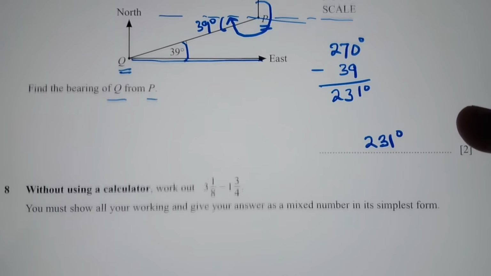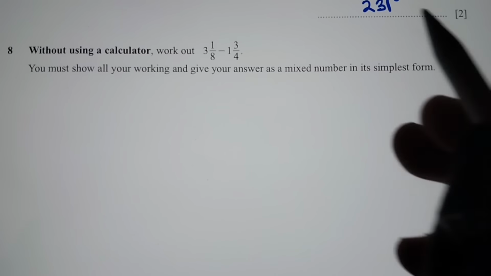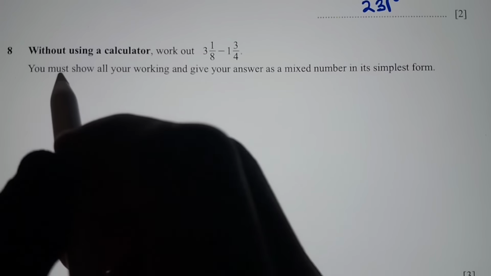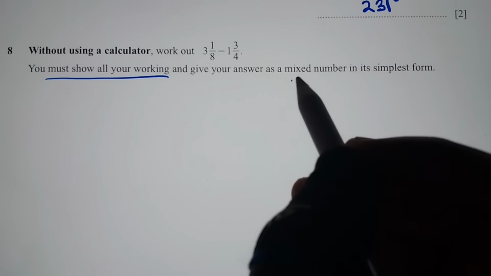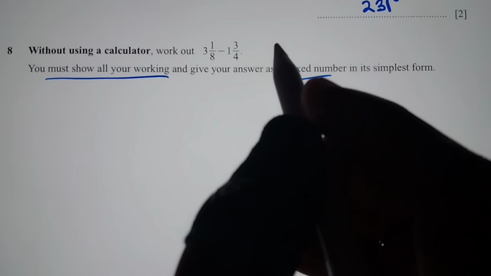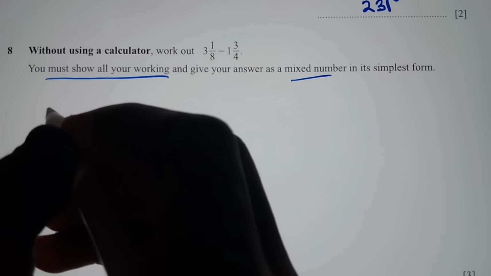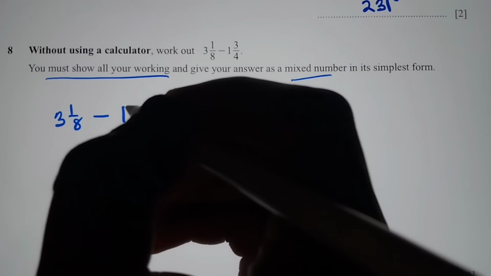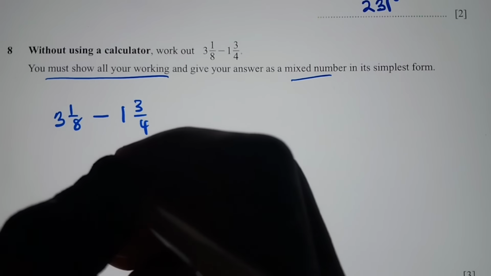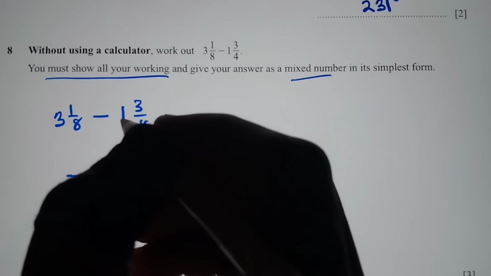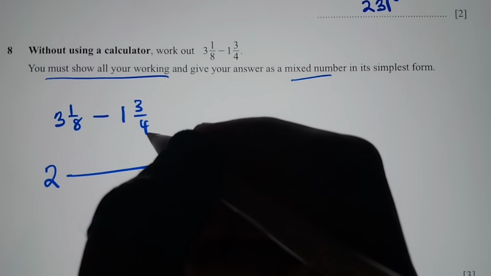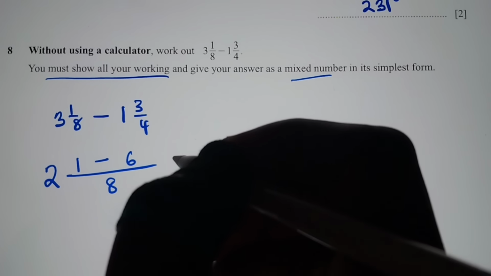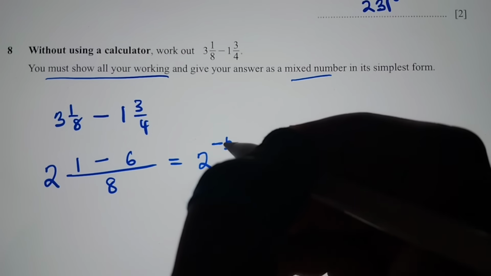Moving on to question number 8. Without using a calculator, work out 3 whole number 1 over 8 minus 1 whole number 3 over 4. You must show all working and give your answer as a mixed number in its simplest form. So there are 2 ways to do this. You can do 3 and 1 over 8, minus 1 and 3 over 4. You can do the subtraction like that. So you have 3 minus 1, which is 2. The LCM of 8 and 4 is 8. So you have 1 minus 6, which is going to give you negative 5 over 8.